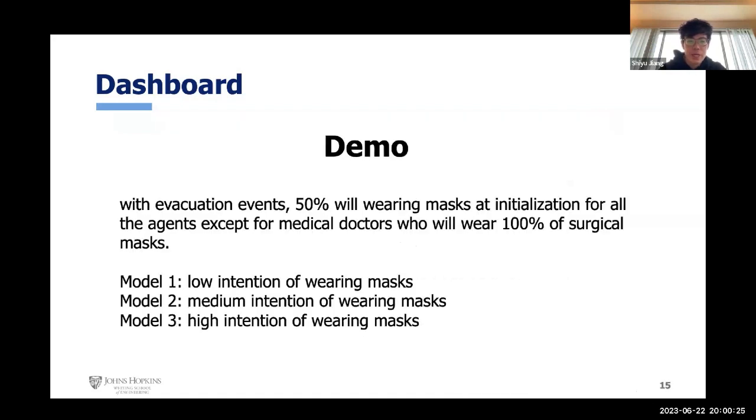So for the demo here, I will just give you some screenshots. I will not demo it actually, but it definitely works in our repository. So we are uploading 3 data sets here, with evacuation events, where 5,000 agents will wear masks at initialization for all agents, except the medical doctors who will wear 100% surgical masks. And we have 3 models with different intentions of wearing masks.